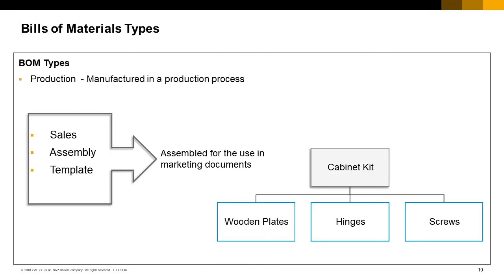On the bill of materials, BOM, window you can choose one of 4 different types of BOMs. We have already learned about the production BOM, so let us have a look at the other 3 types: sales, assembly, and template BOMs. All 3 of these BOM types are used in marketing documents and do not go through a production process, therefore, no resources are involved in these BOMs. The components of these BOMs are assembled to create the parent item.